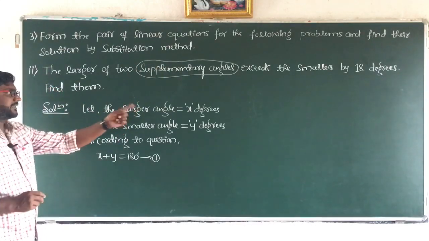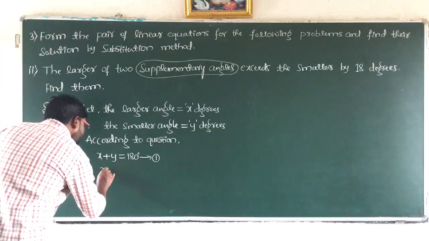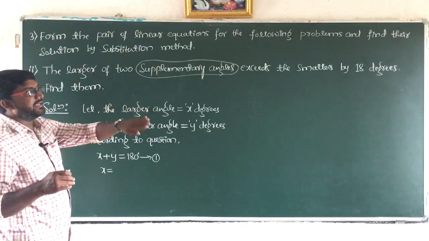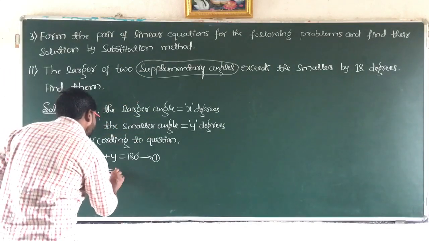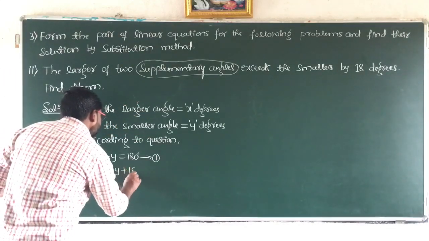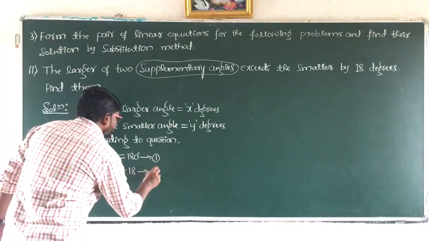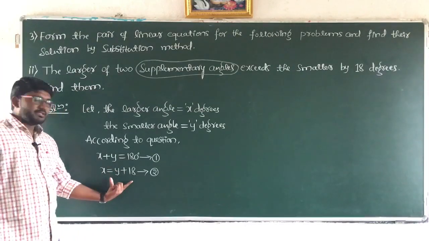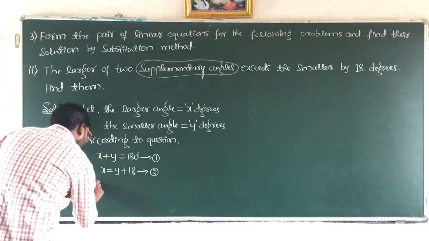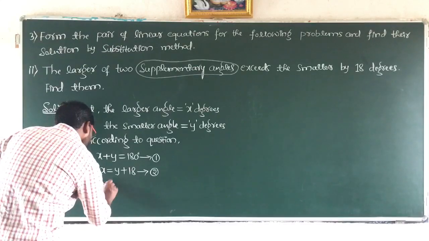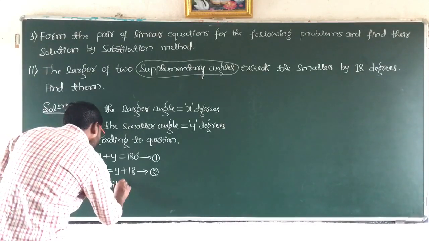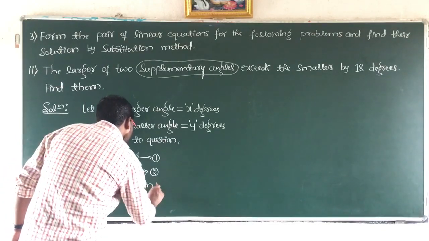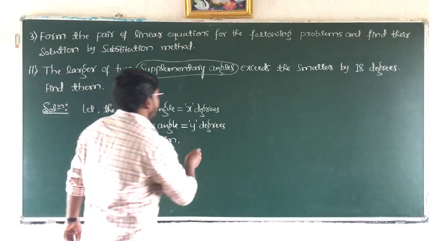Which is the larger angle now? It is x, which exceeds the smaller by 18. That means we have to add 18 to the smaller angle. We get x equals y plus 18. I call this equation number 2. Now substitute equation 2 in equation 1.